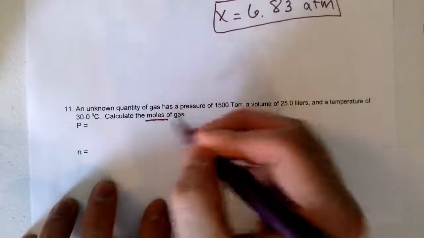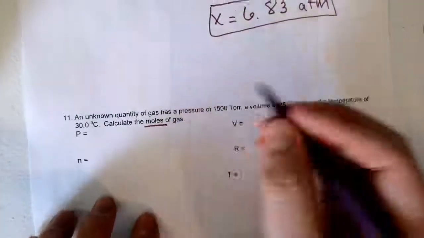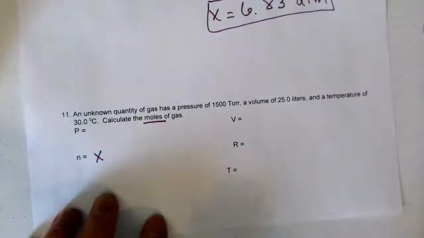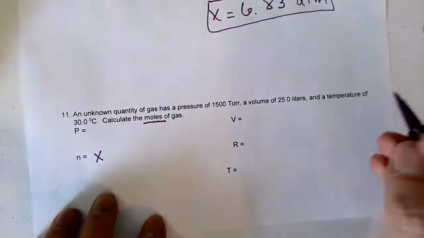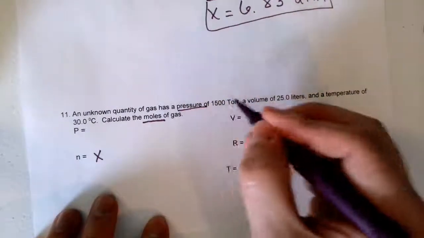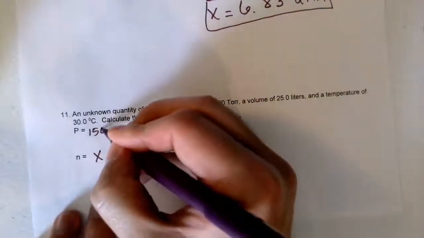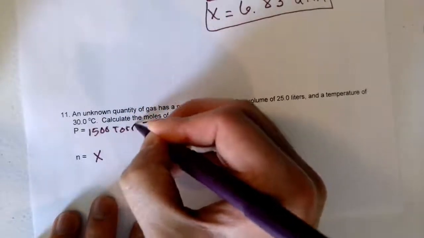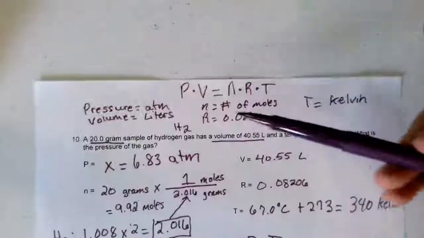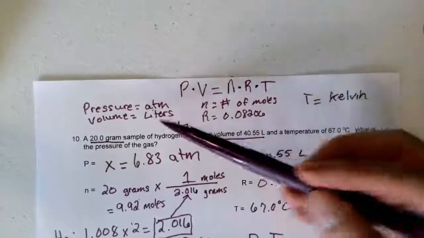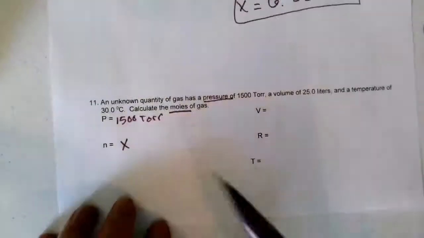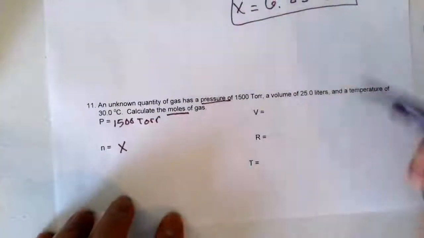Alright, so they do say calculate the number of moles, so this N is going to be our X. It's what we don't know. An unknown quantity of gas has a pressure of 1500 torr, and this is a problem. Why is it a problem, you may ask? Because in order to use the PV equals nRT formula, the pressure has to be in atmospheres. So we're going to have to convert this 1500 torr. I'll do that in a second.